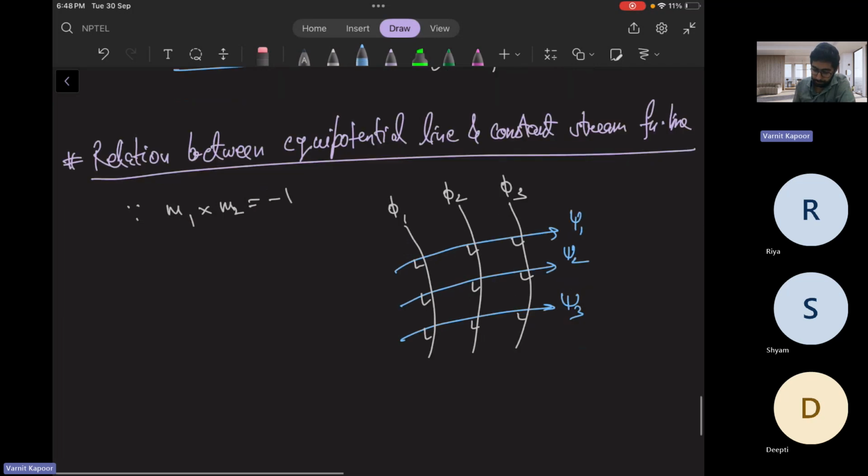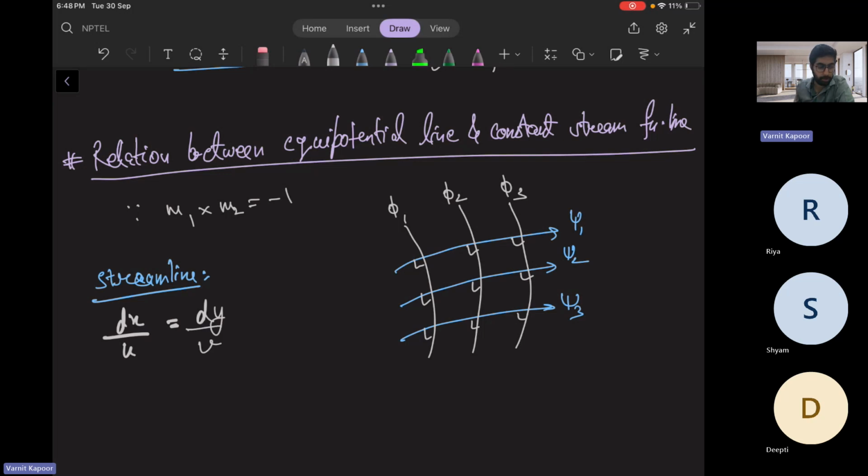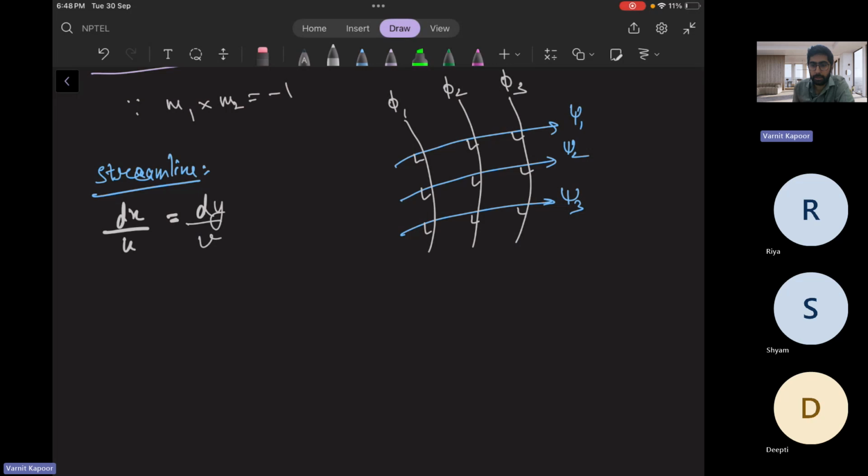So what is the equation of streamline? Anyone asking any doubts? Streamline is defined by dx by u is equal to dy by v. So from here, what is dy by dx? Dy by dx is v by u, and that is nothing but your first slope, m1, from the streamline.